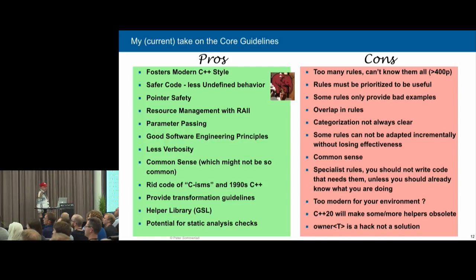We try to get pointer safety from the core guidelines. Let's go for the pros. We get RAII, we get parameter passing guidelines on how to pass things down the call chain. We have some good software engineering principles that have been established over the last 25 years or more. We have less verbosity, so less code that's not there.